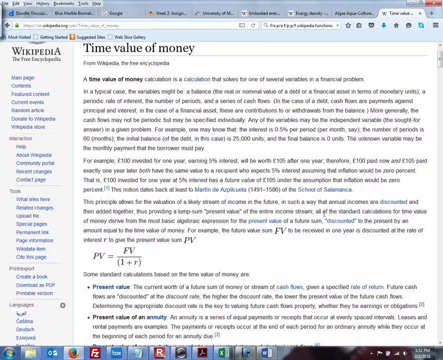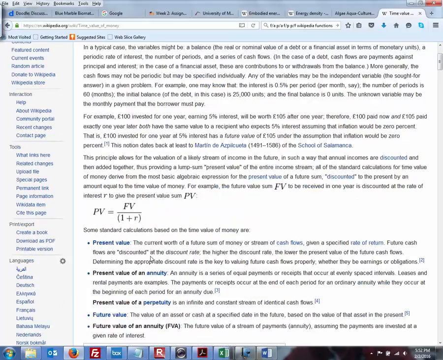Okay, this is a pretty good one. This is present value as a function of future value. Okay, so let's just do this one really quick. Just a super simple example.